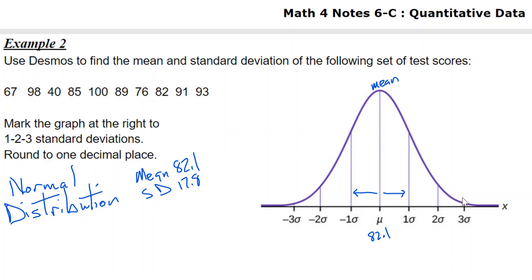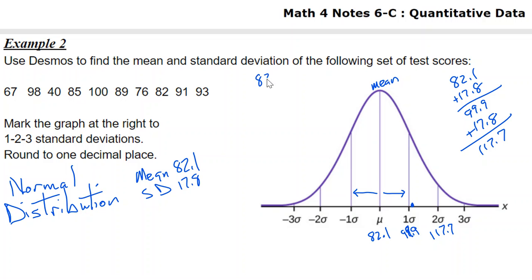But as I move to the right, I'm going to keep adding a standard deviation. 82.1 plus 17.8 is going to give me 99.9, plus 17.8 is going to give me 117.7. Now, as I'm thinking about it, it makes no sense for my test scores to go above 100. So I can kind of stop there. There was a 100 in the bunch, so he is going to be just slightly outside of one standard deviation, but that probably does not qualify him as an outlier.